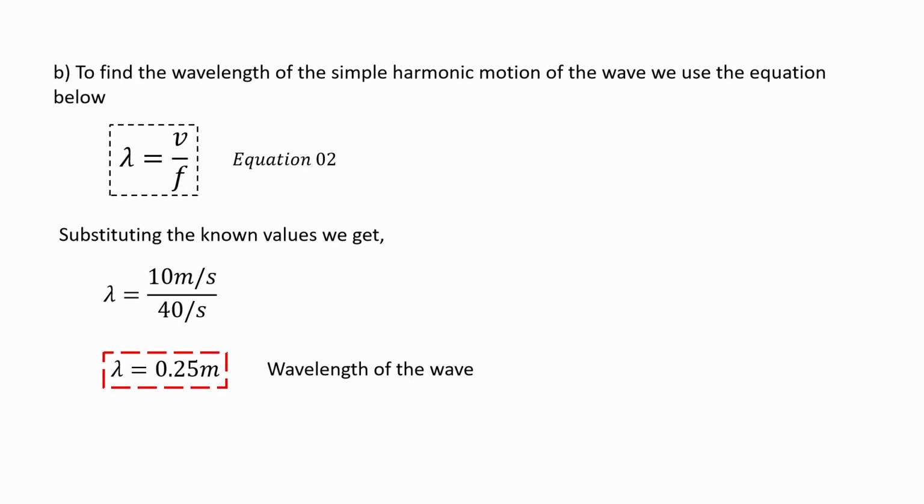To find the wavelength of the simple harmonic wave, we use equation 2. Substituting the known values and the speed of the wave solved earlier, we see that the wavelength of the wave is 0.25 meters.